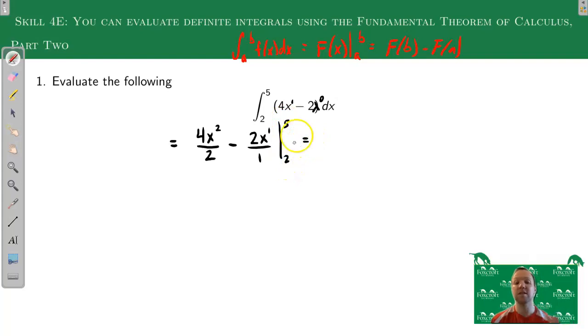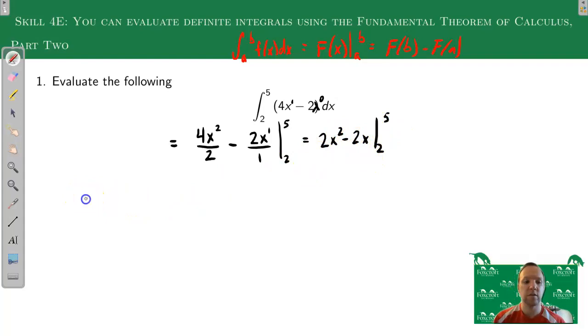Before I start plugging things in, it makes sense to simplify. Simplify before you plug in things. It'll just save you time. So this is going to be 2x squared minus 2x. At this stage, when you're first doing this, it's always a good idea to make sure, is this actually the antiderivative of what I started with? If I take the derivative of this, I should get back to here. So derivative of 2x squared is 4x. Derivative of 2x is 2. So this is the antiderivative, and now I'm going to plug in my top bound first.